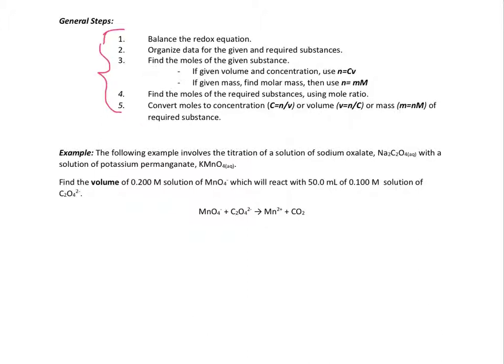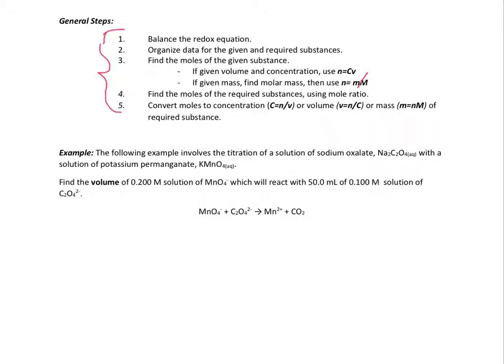3. Find the number of moles. If the volume and concentration is given, use number of moles equals C times V. If the mass is given, find the number of moles using mass divided by molar mass. So the division sign is missing there, and you should add that to your notes. 4. Use the mole ratio to find the number of moles required. And then finally, actually answer the question.